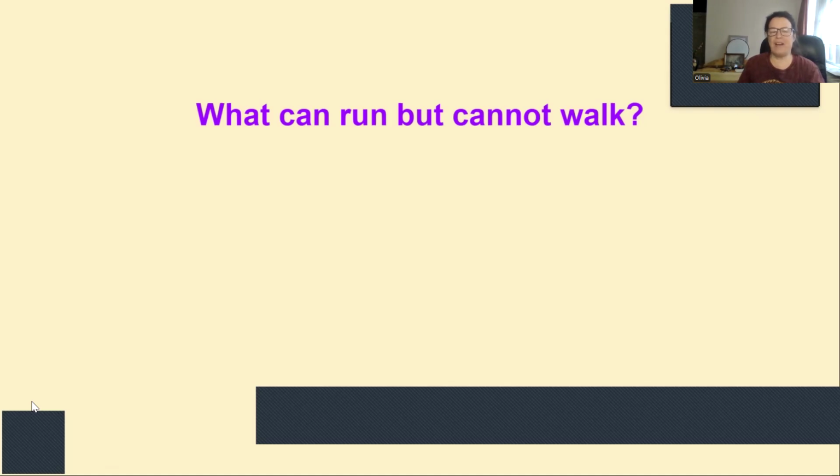There's also another answer, not as pretty. Do you want to know it? It is a nose. So if you have a runny nose, your nose can run, but it cannot walk.